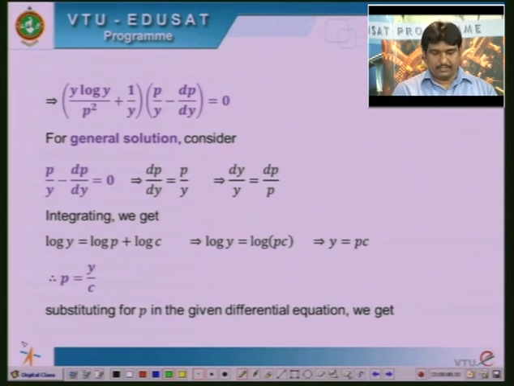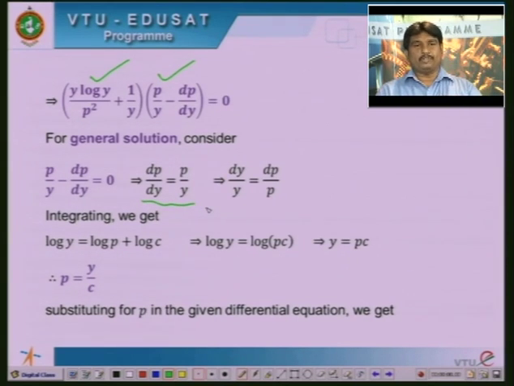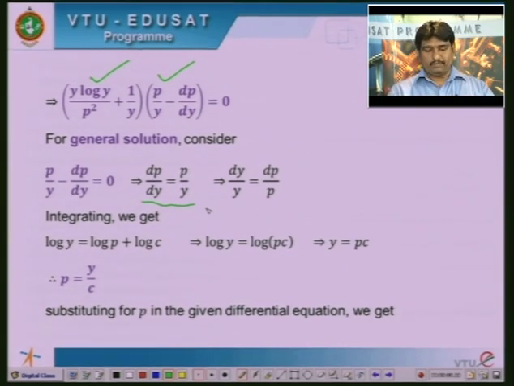We have two factors here. One is y log y by p square plus 1 by y, which involves no derivative and hence leads to the singular solution. The second one is p by y minus dp by dy equals 0, a term involving the derivative, which leads to the general solution. So for the general solution, consider the second term, p by y minus dp by dy equated to 0, which can be written as dp by dy equals p by y. You solve this by the variable separable technique to get the solution p equals y by c.